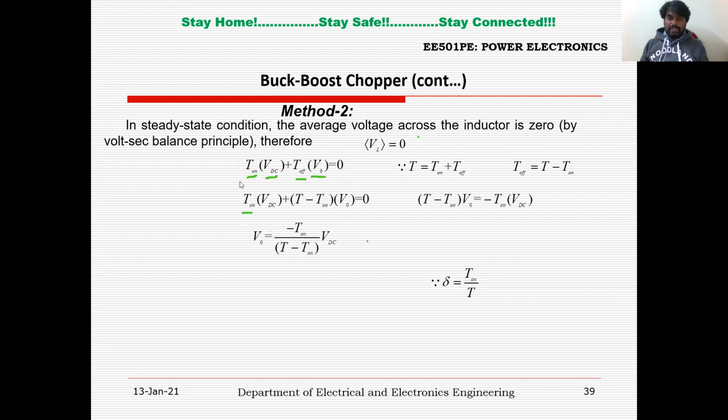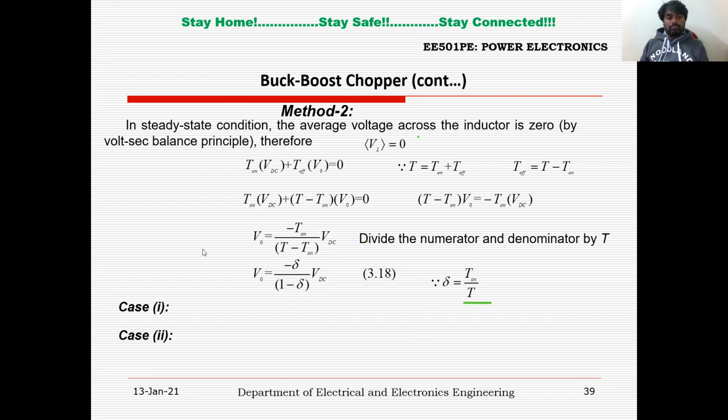So you just rearrange this equation. We'll get V0 equal to minus T1 by (T minus T1) into VDC. Again, you divide the numerator and denominator by T, right? T1 by T is the alpha. T will get cancelled. So again you will get the same expression, which is V0 equals minus delta into VDC by (1 minus delta). Delta is the duty cycle, defined as the ratio of on time period to the total time period, right? So we can see three cases here.